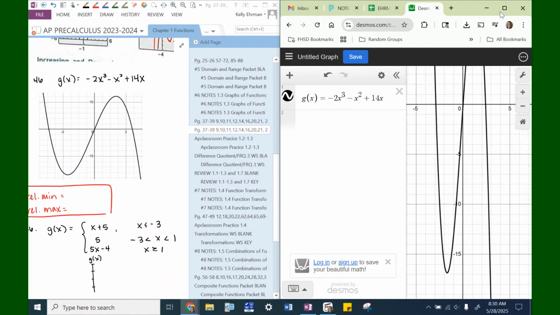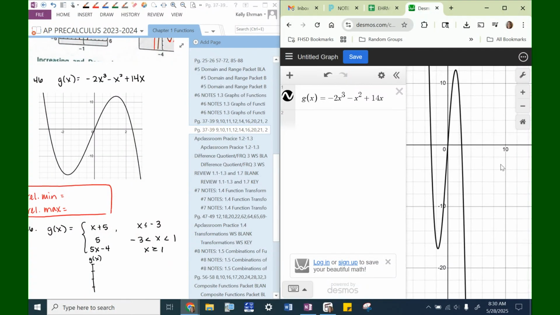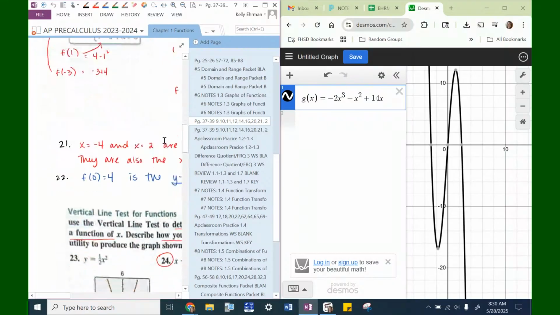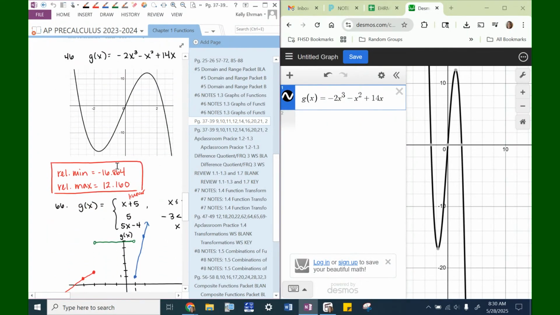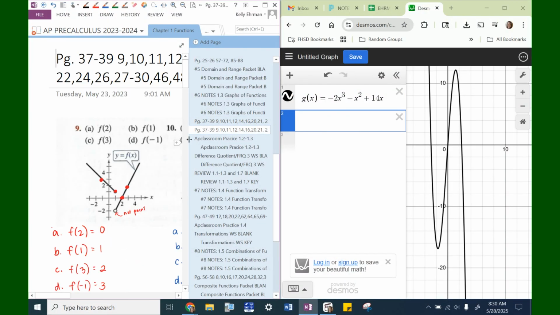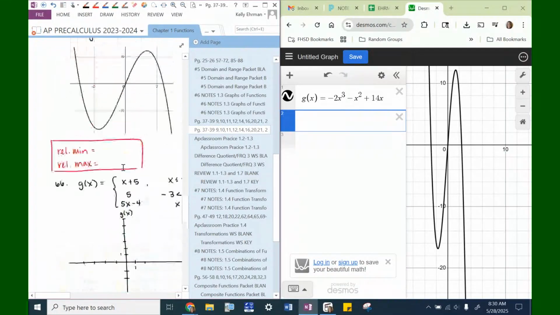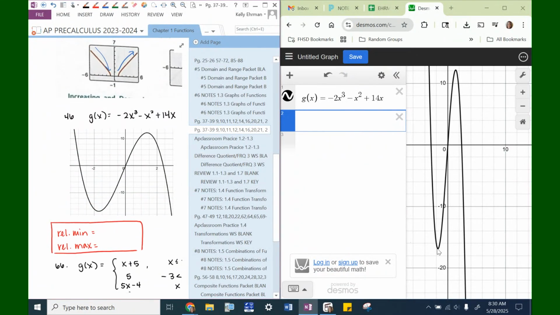So this graph has, let me zoom that out a bit, a relative min. And remember, you just hover over it, and a relative max. And let me check my previous answer key. Did they want the location or the coordinate or what? The relative, okay, they want the value. So the relative minimum value and the relative maximum value. That means they want the y coordinate, not the x. So there's a min at, you can click on it and it'll stay there, negative 16.